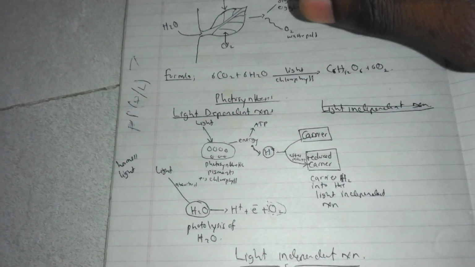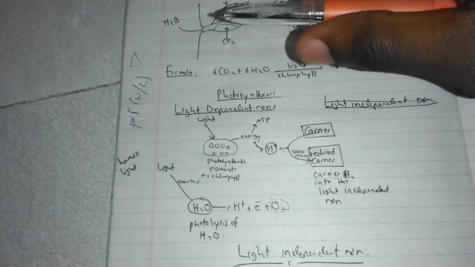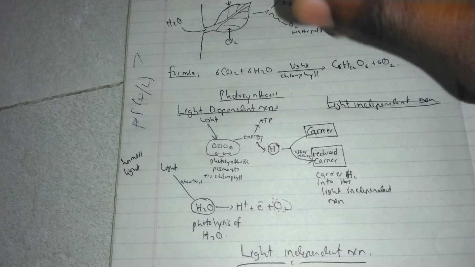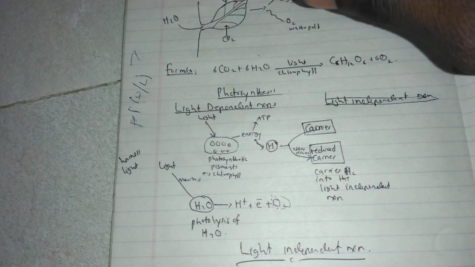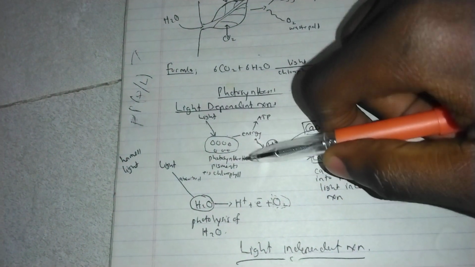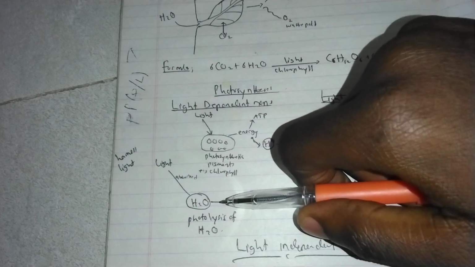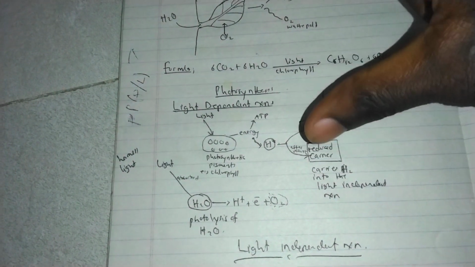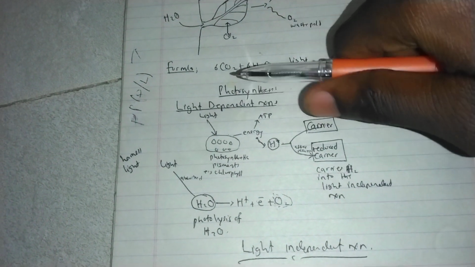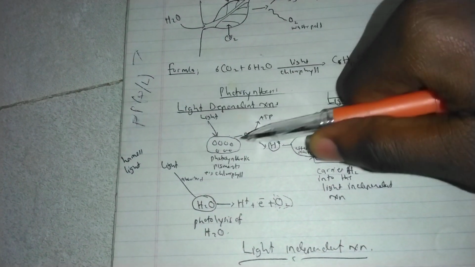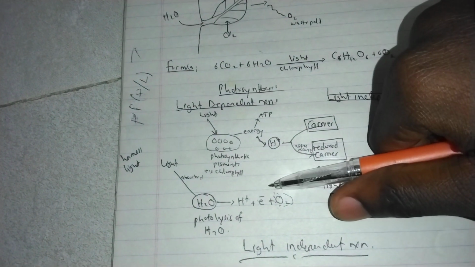Now when we talk about the light dependent reactions, there are normally two things you need to understand. One, light hitting the photosynthetic pigment. Two, light hitting the water and its products. Now let's start with the first one, light hitting the photosynthetic pigment, for example the chlorophyll.